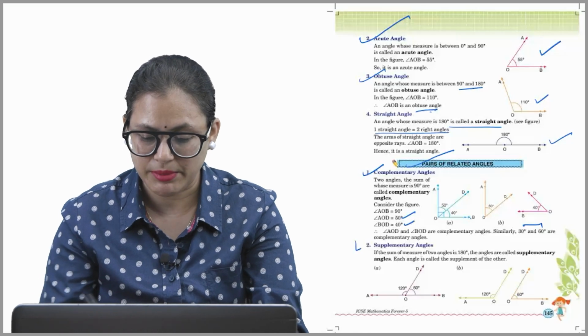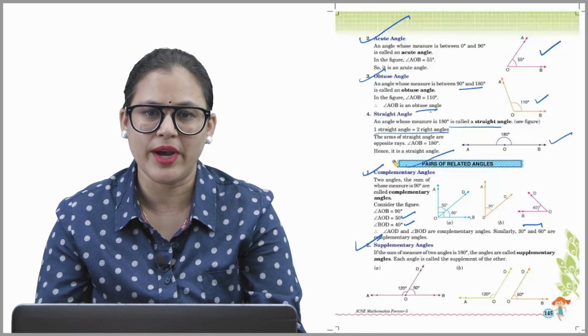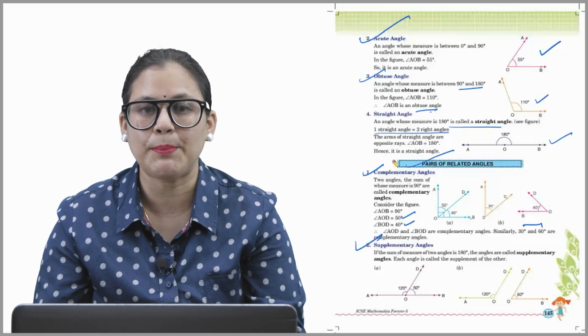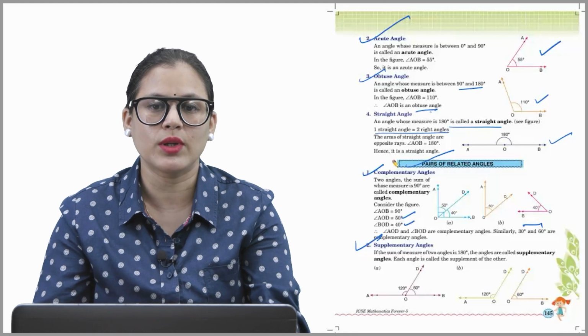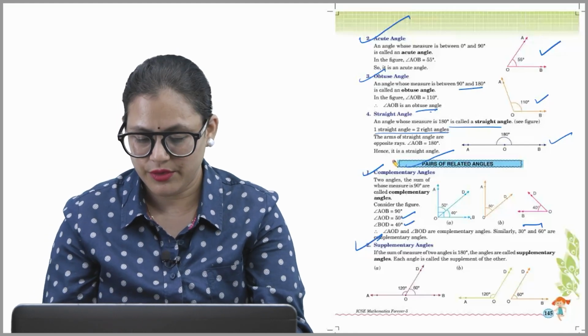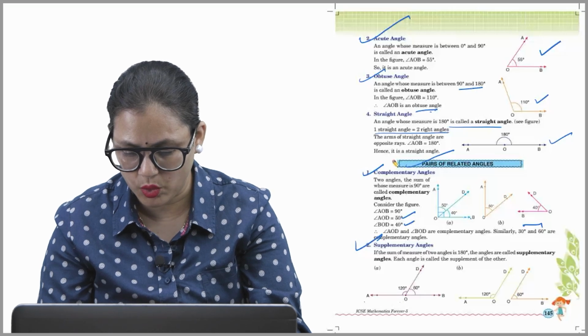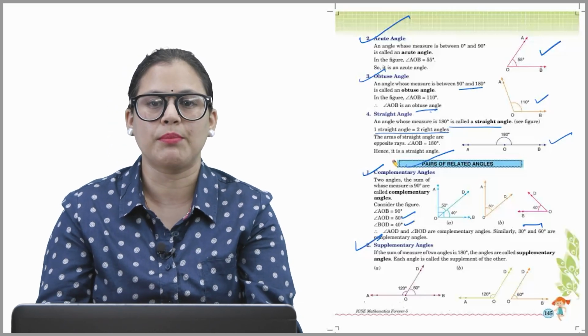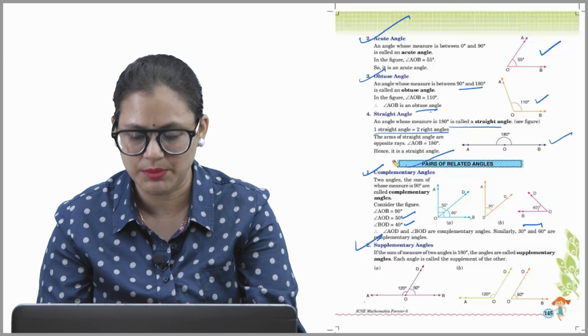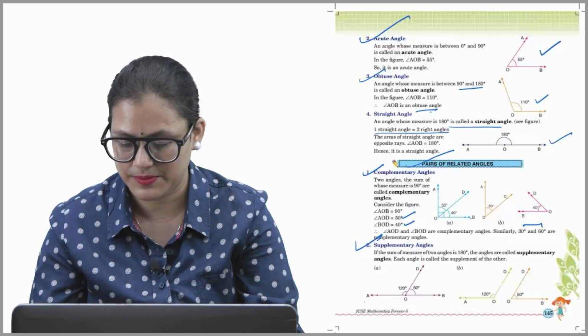Number 2, supplementary angles. If the sum of the measures of two angles is 180 degrees, the angles are called supplementary angles. Each angle is called the supplement of the other. If you see this angle AOD and angle DOB, both are supplements of each other, because 120 plus 60 is equal to 180, right?